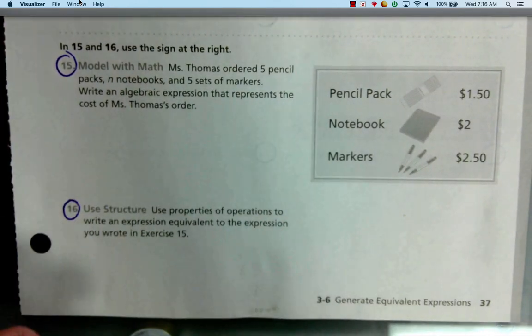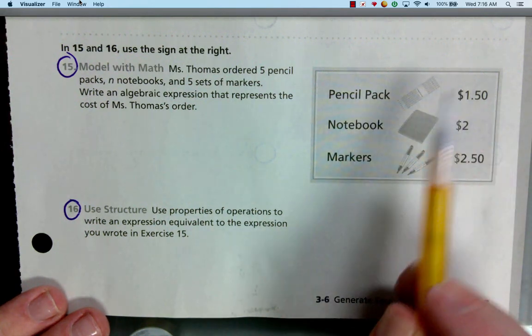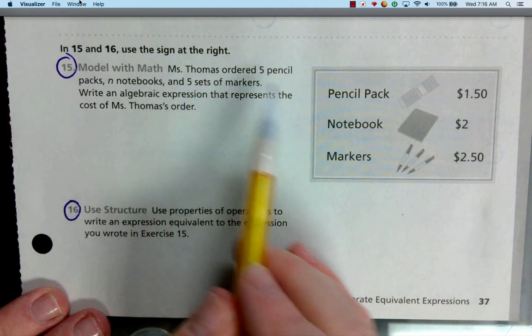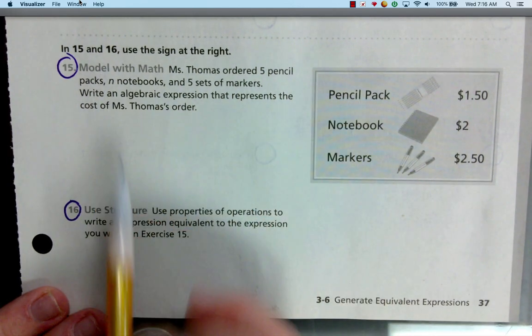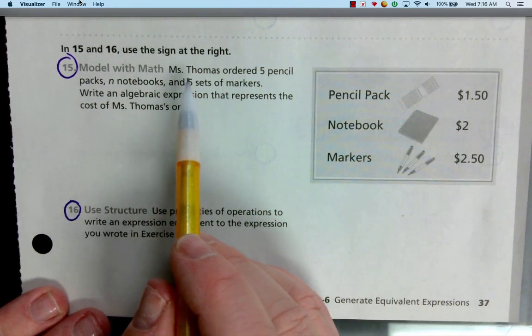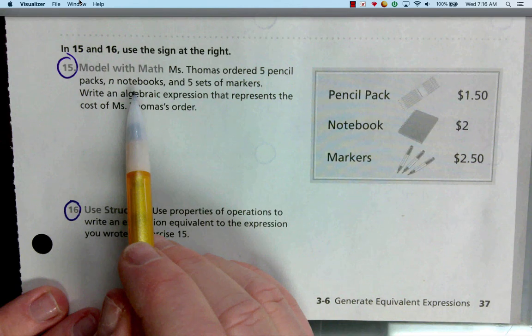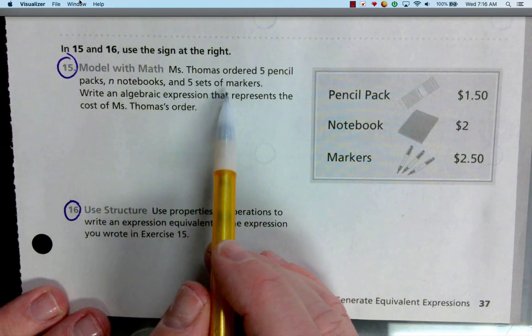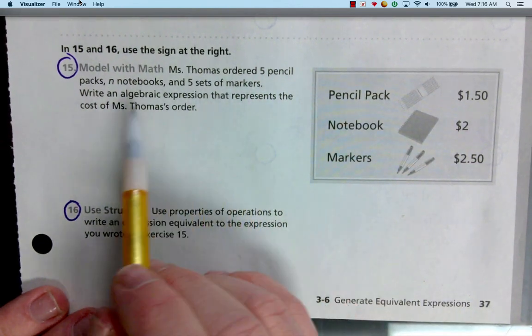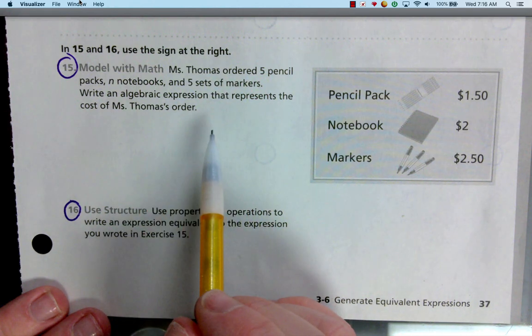Okay, then we have an infograph over here, a table, a graphic, whatever you want to call it. And so we're going to use this sign right here to solve 15 and 16. 15 says, model with math. Miss Thomas ordered 5 pencil packs, N notebooks, and 5 sets of markers. Write an algebraic expression that represents the cost of Miss Thomas's order.